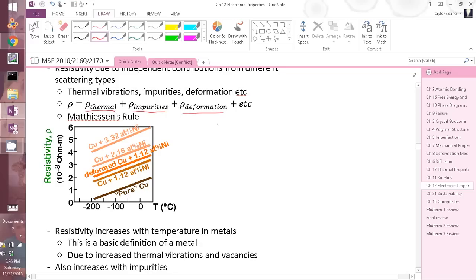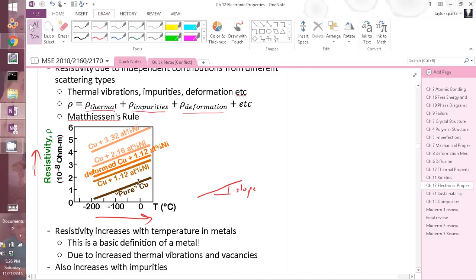So here's pure copper, plotting resistivity here against temperature here. It has some slope, right? And you see that for all these samples going above it, they have roughly the same slope. They're all becoming more resistive with increased temperature. That is due to rho thermal, right? Thermal vibrations, as you warm the thing up, atoms are vibrating more and more. Therefore, electrons are scattering more and more off of these vibrating atoms.